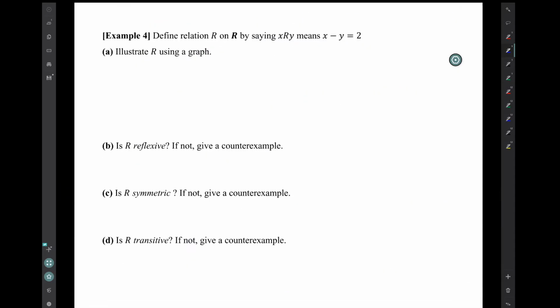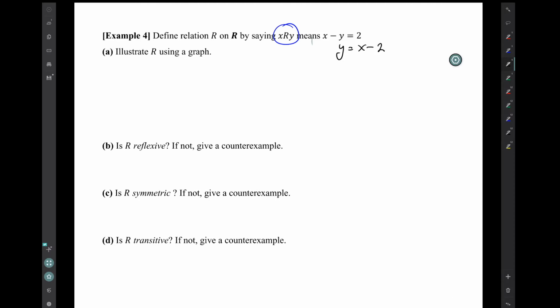Now we're going to do some relations on the set of real numbers. We're going to define a relation R, so that's not bold, and this is bold. So we have a relation on the set of real numbers. We're going to define it this way. We're going to say that xRy means that x minus y equals 2. And now we can solve this equation for y. This would be y equals x minus 2.